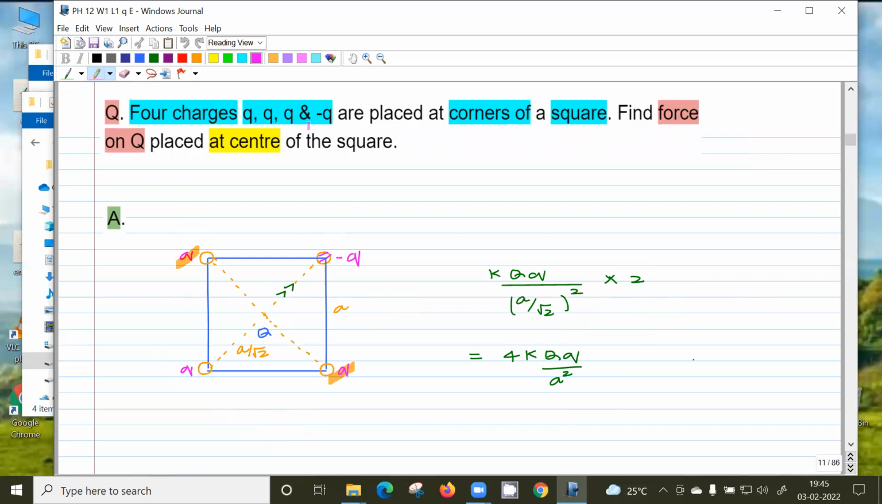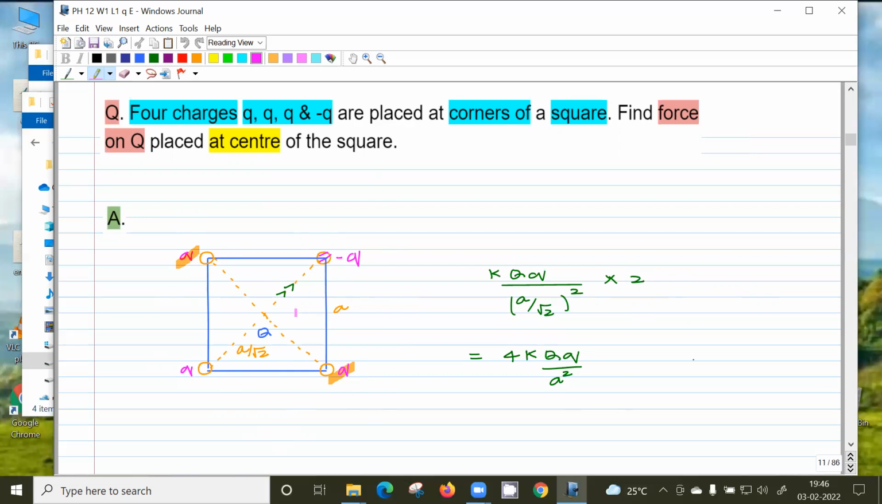4 charges, Q and minus Q, are at the corners of the square. Find the force on capital Q placed in the center. Here you have to use the superposition principle, but we can simplify things depending on what is there in the problem. If we take these two charges together, those forces will cancel, right? Exactly opposite. So I have to take the force due to this one, which will be in this direction, and the force due to minus Q, that will also be in this direction.